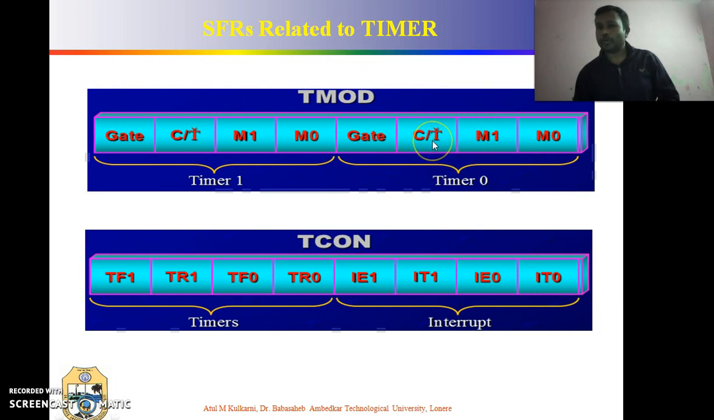Now, depending on the application, if you want to use a timer, then this particular bit we need to set 0. If you want to use a counter, then this particular bit of the TMOD register, D0, D1, D2, this third bit, should be 1.